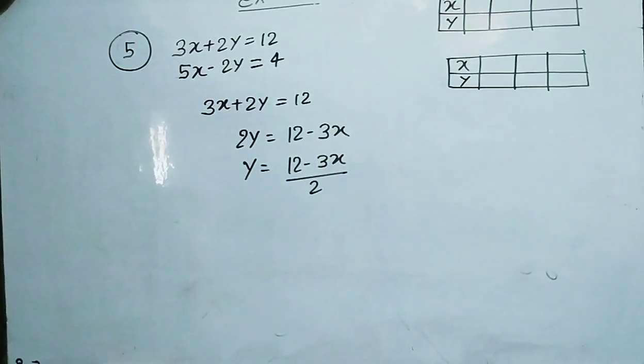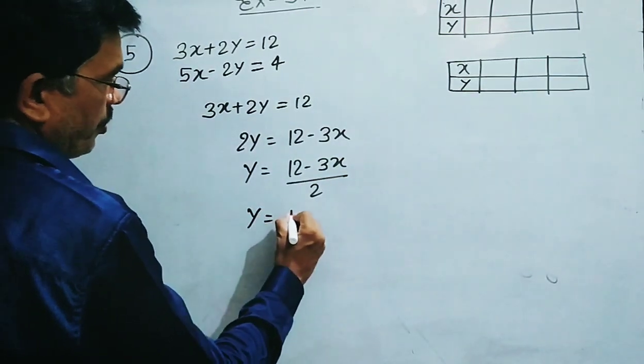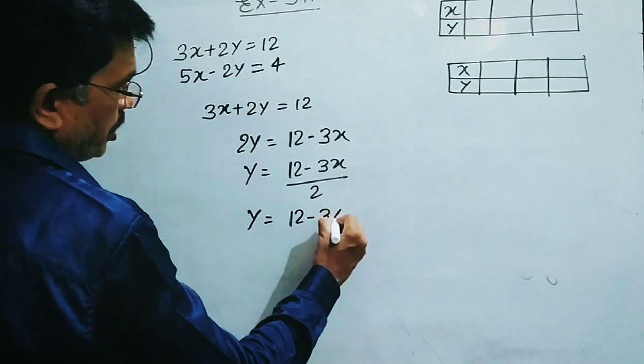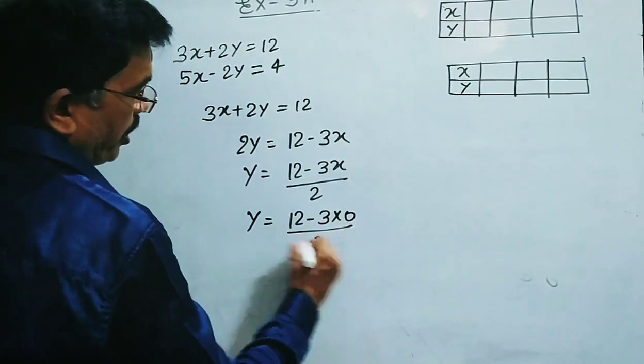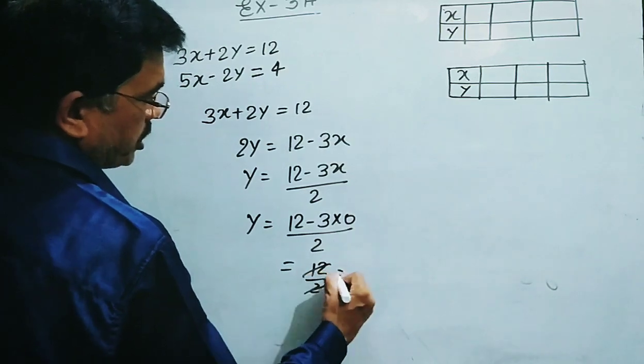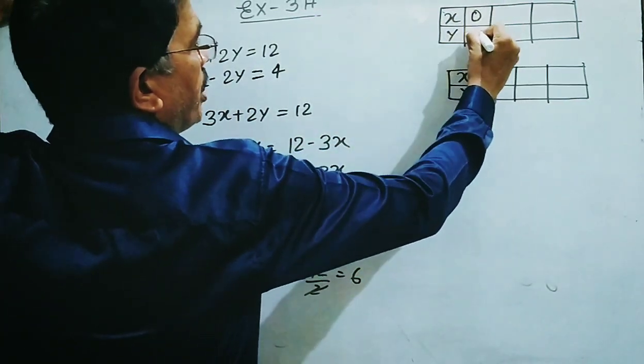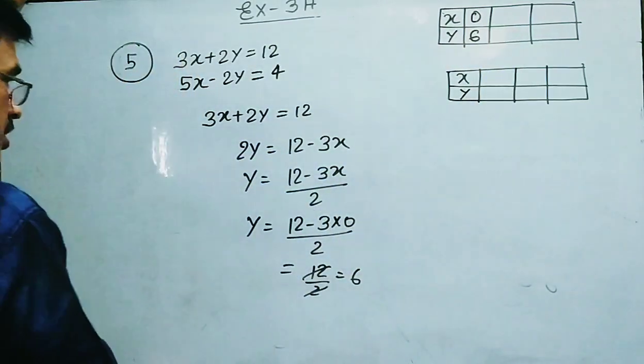Dear student, here you write x is equal to 0. So what do you get? (12 minus 3 into 0) by 2, then 12 by 2, that is 6. So when x is equal to 0, then y is equal to 6.